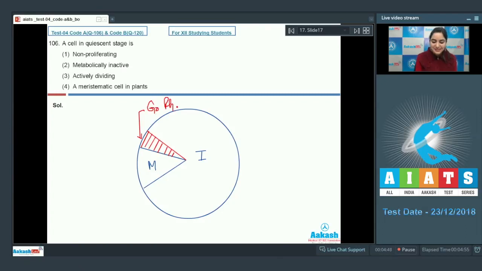Now, this phase is distinct because here cells will not divide. They will not proliferate. Okay? But they are pretty much alive. They are not dead. So metabolically active they are. So let's see what are the options given here.